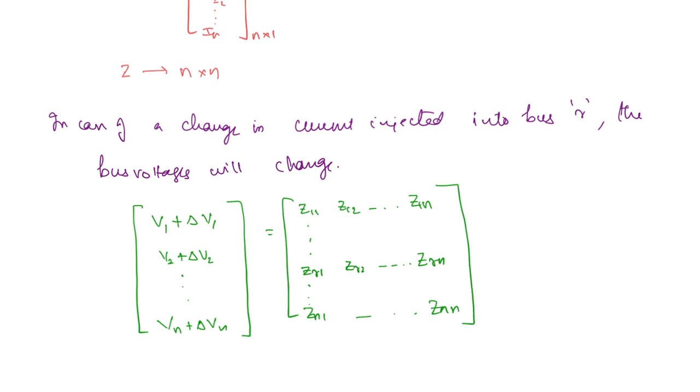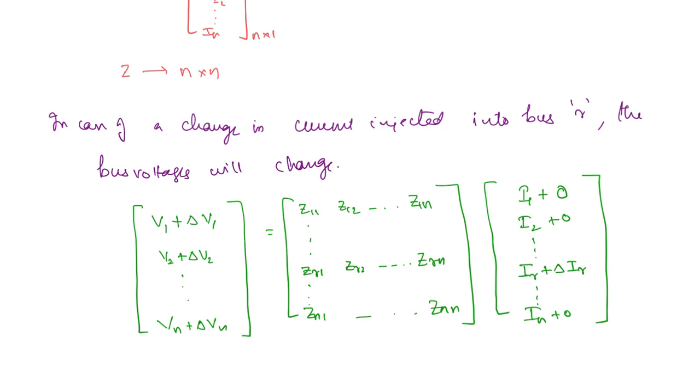This will be the impedance matrix, and the current injected in bus R is the only one changing, everything else remains the same. So here you are going to get I1 plus 0, I2 plus 0 and so on till IR, which is experiencing a change in current. So IR plus delta IR, and the last element will be In plus 0. Here also, in the voltage matrix you can take VR plus delta VR. Now this is the equation.